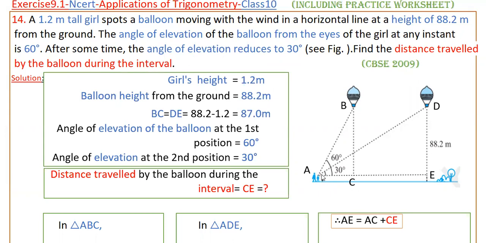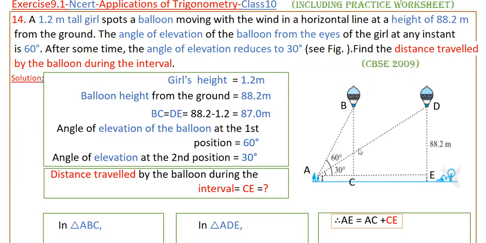So here the height of the girl is given, that is 1.2 meters. And at the first position, the balloon is at this point, that is B. The girl sees the balloon at this point with an angle of elevation of 60 degrees. The balloon is moving with the wind in a horizontal line, so the balloon's height from the ground is the same here. That is given, 88.2 meters. So from here to here it is 88.2, and from here to here also the height is 88.2 meters.